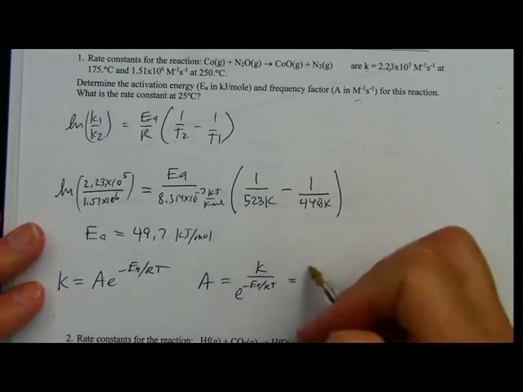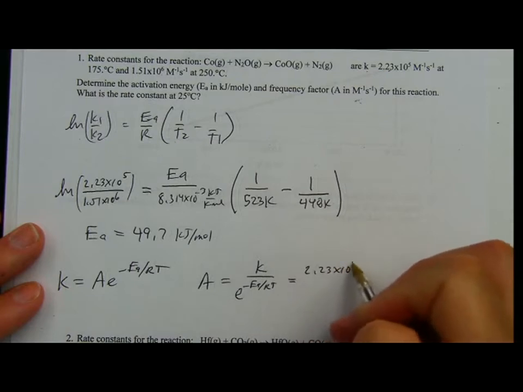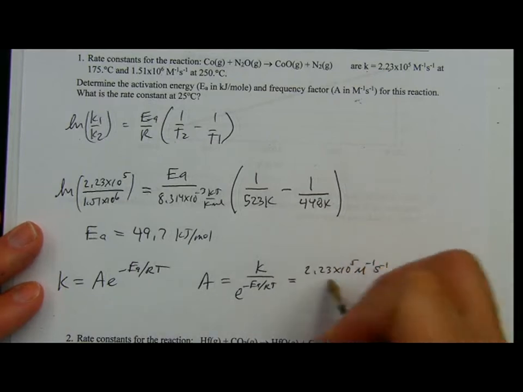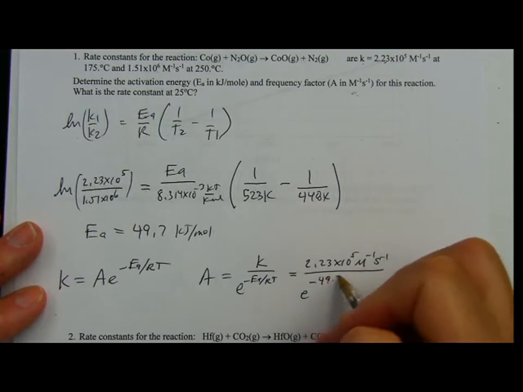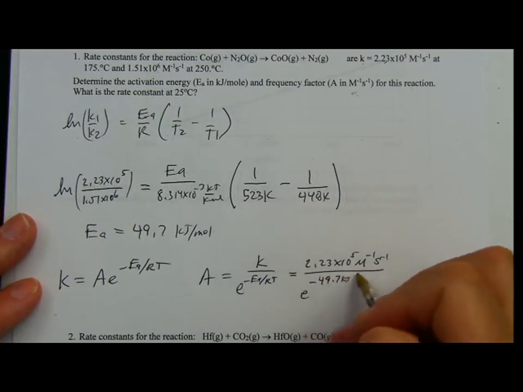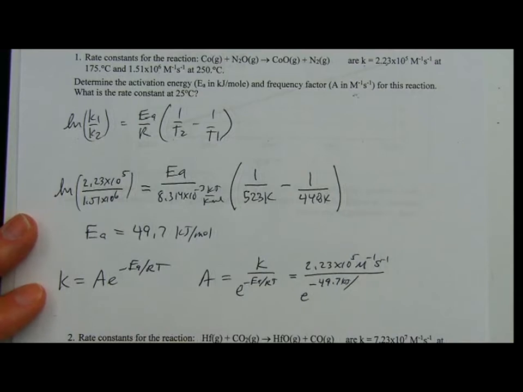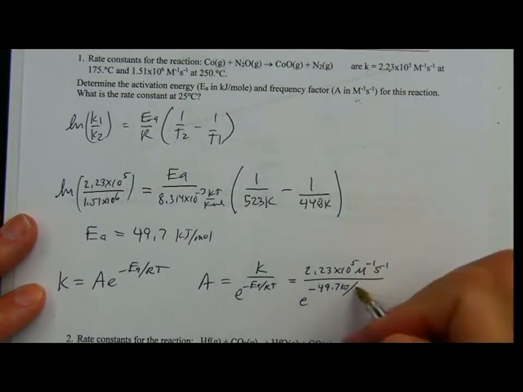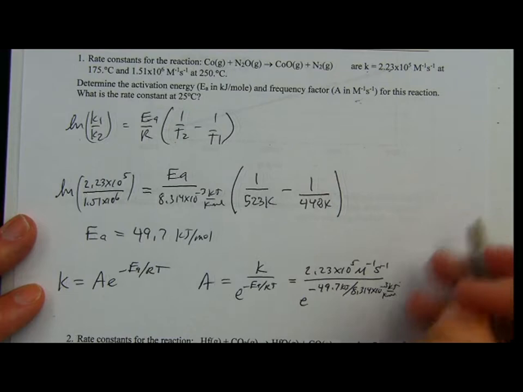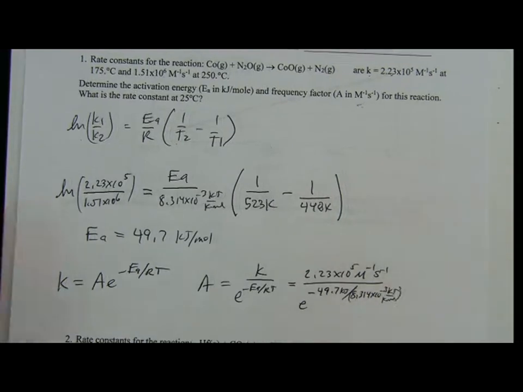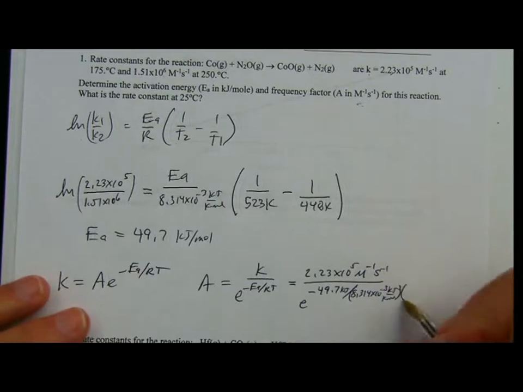All right, so we'll put 2.23 times 10 to the 5th, molar to the minus 1, second to the minus 1, divided by e to the minus 49.7. And if I put that in, I better use the R value in kilojoules. All right, this is kilojoules, so I have to use 8.314 times 10 to the minus 3 kilojoules per Kelvin mole. That's a very common mistake students make, is they put one in kilojoules and the other in joules, and then you get a very wrong answer. All right, so try to avoid that.